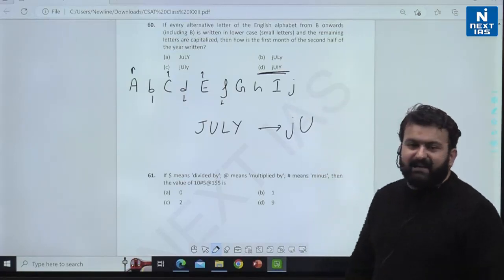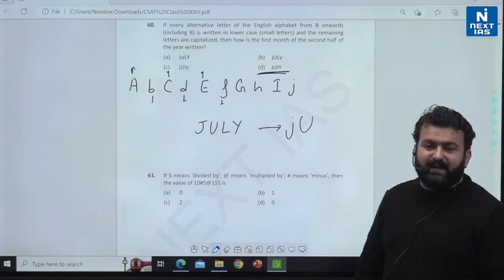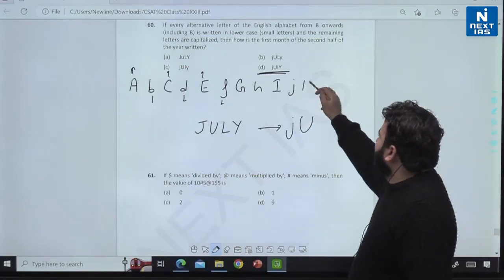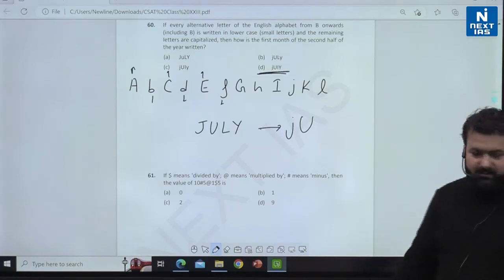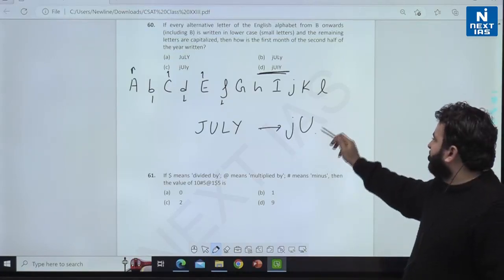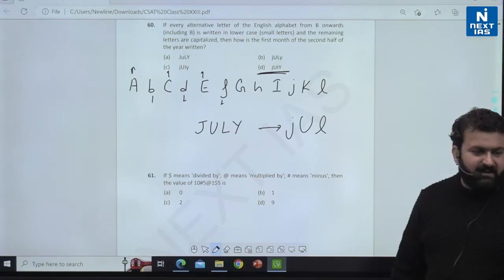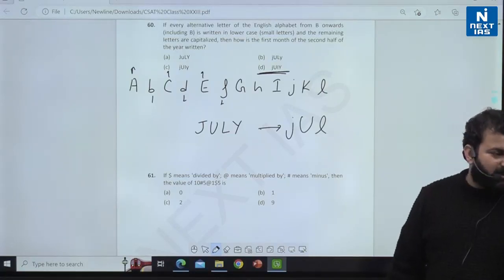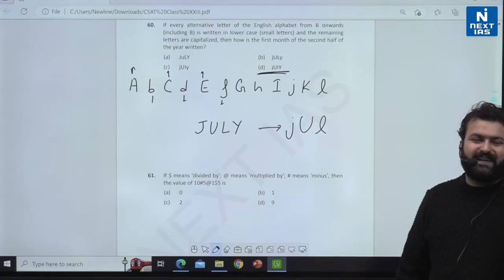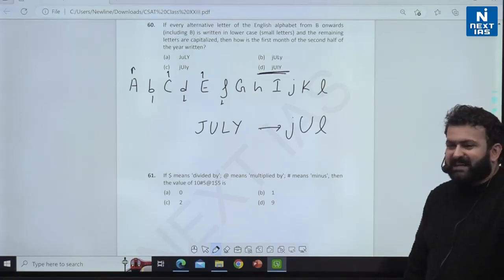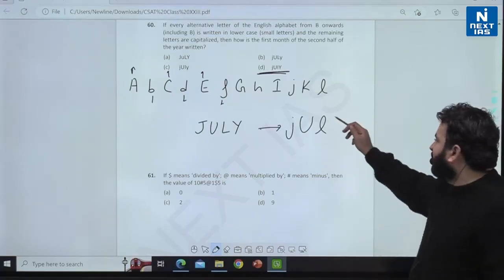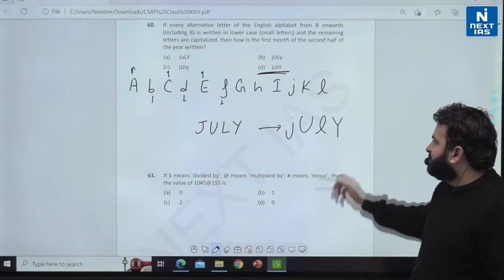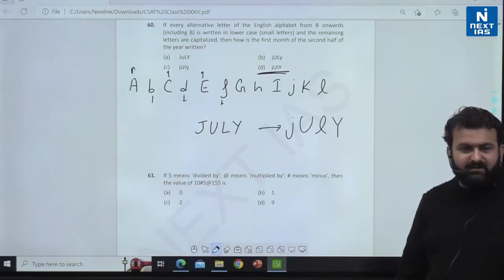Then L, what is the position of L? See, J, K, L. What is the position of L? So L will be small. And Y, all of you, what is the position of Y? Y should be easy to remember, it is the second last letter, so 25th position. So what is the 25th position? Odd position. So Y will be what? Capital. Is it clear to all of you?